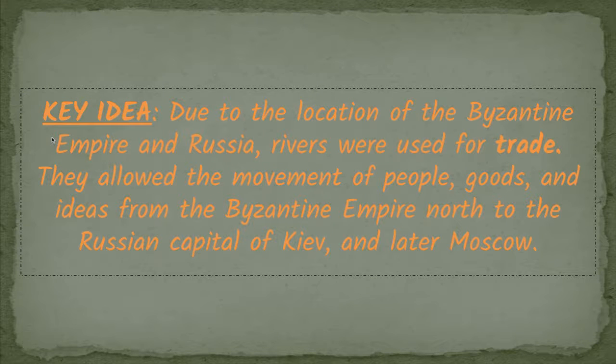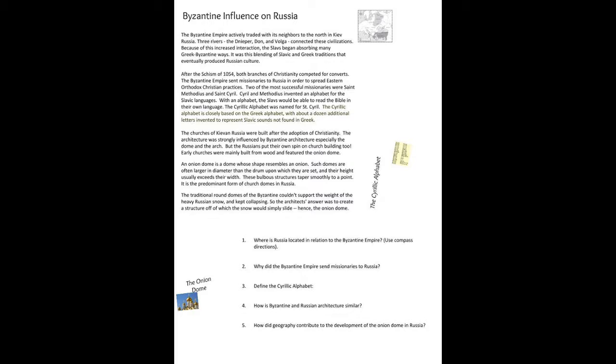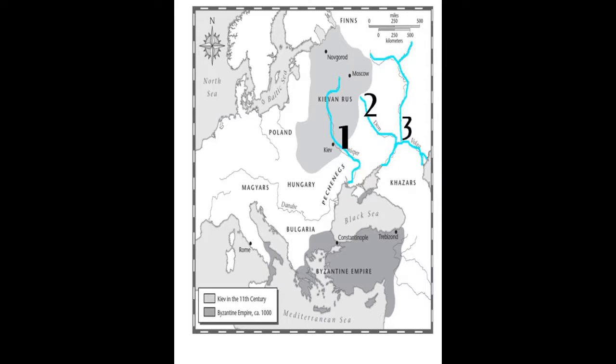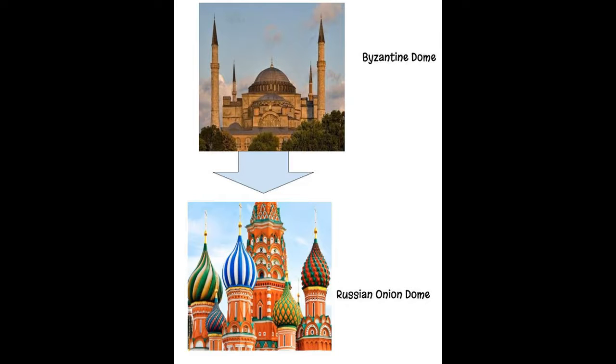Oops. All right, so I'm actually going to stop it. Moving on, I want you to find the Byzantine influence on Russia in your note packet. You're to read through and answer the questions. Pay attention. We're going to talk about this group, Kievan Russia, and how they're north of the Byzantines. We're going to see how they influence them in architecture as well.